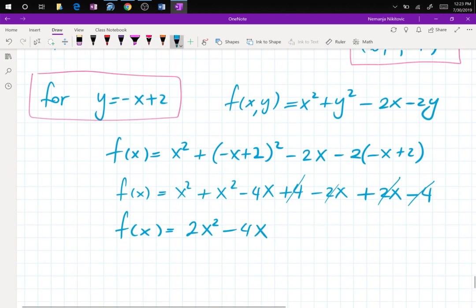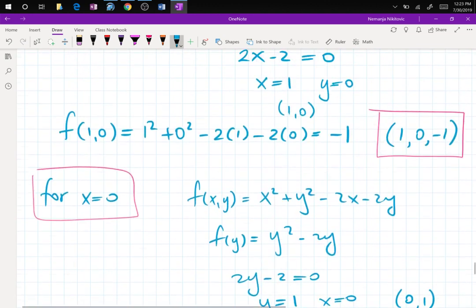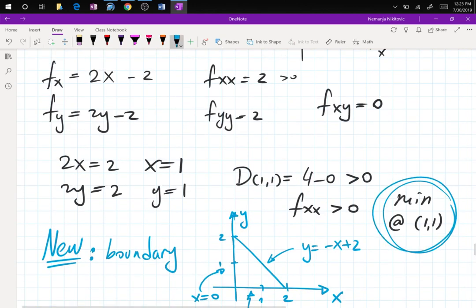Take the derivative of this. F prime is going to be 4x minus 4 equal to 0, and here it is, x equals 1. Since you have x equals 1, you plug that into the other equation. Y equals negative 1 plus 2 gives you another 1, and you get a point 1, 1. That's the point we detected earlier. You see it over here?